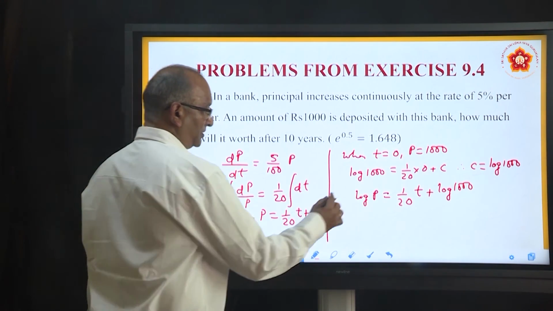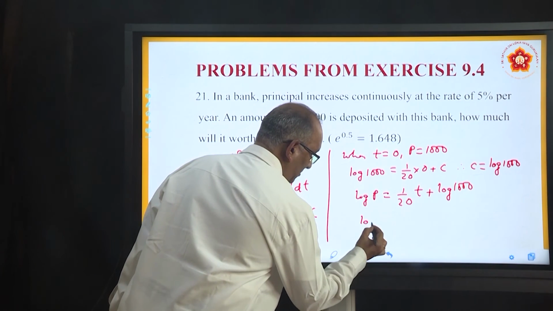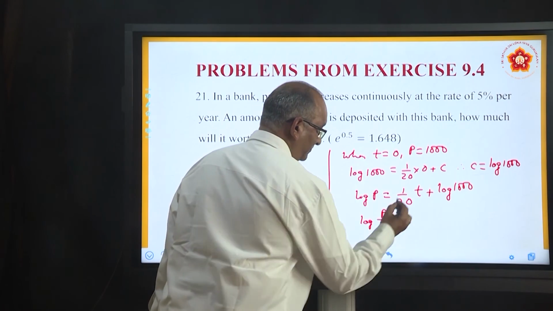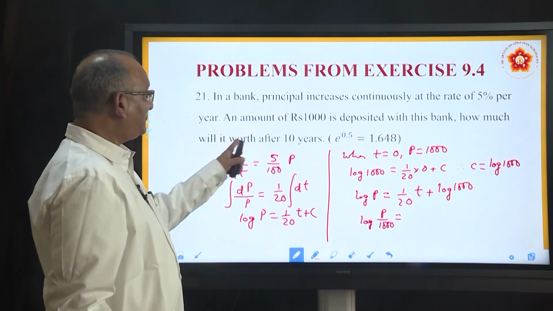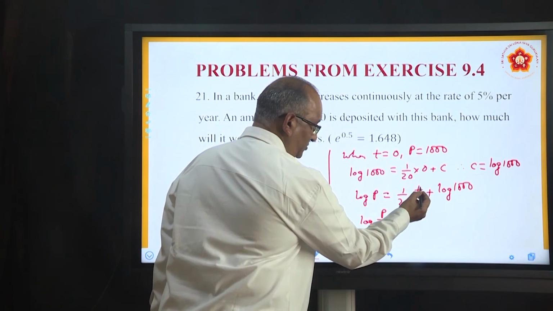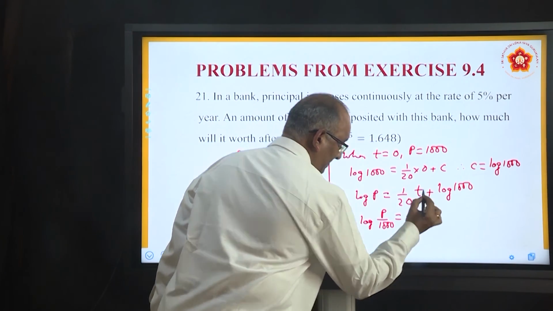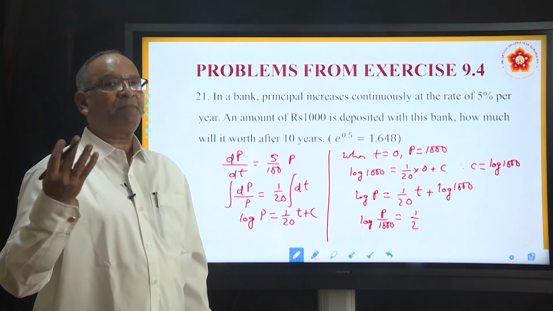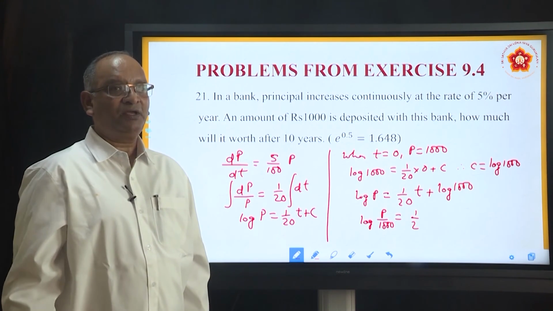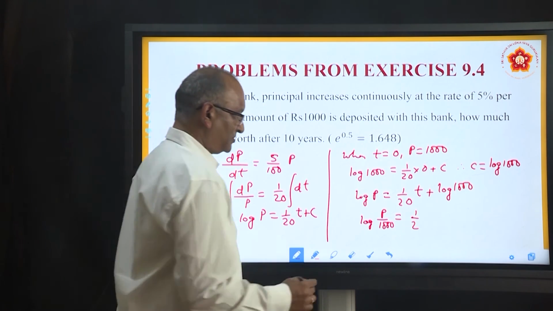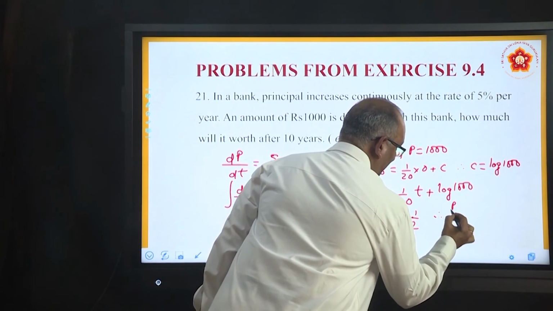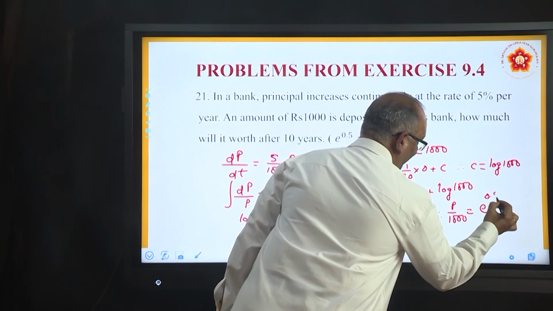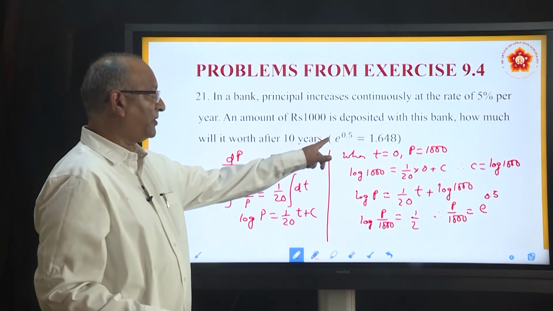Okay. So, get that to this side, it will become log P by 1000 equal to, he says after 10 years, so time is how much? 10 years. So, 10 by 20 is 1 by 2. Shift this log to that side, it will become e to the power half. What is e to the power half? e to the power 0.5. So, we can say P by 1000 equal to e to the power 0.5, and he has given the value of e to the power 0.5.